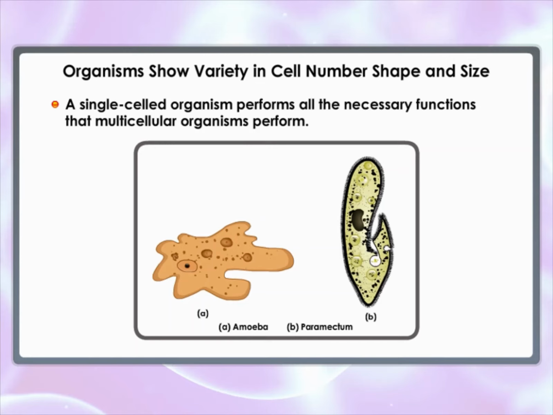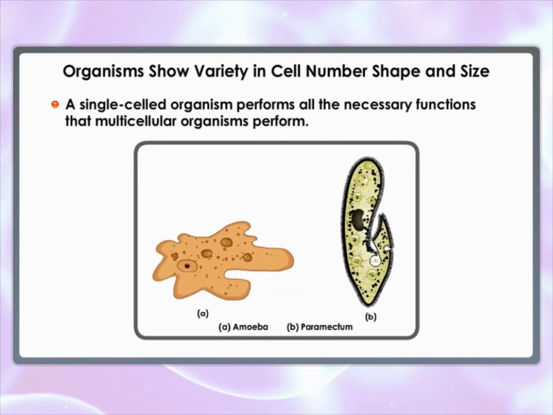Both organisms are made up of a single cell. The single-celled organisms are called unicellular organisms. Uni means one and cellular means cell. A single-celled organism performs all the necessary functions that multicellular organisms perform. A single-celled organism, like amoeba, captures and digests food, respires, excretes, grows, and reproduces.